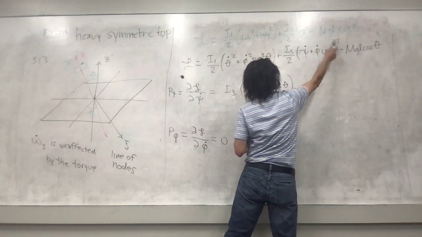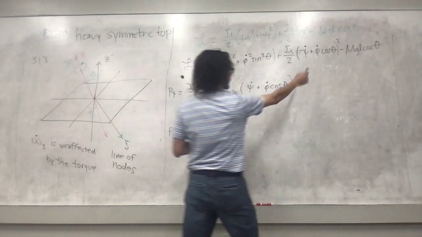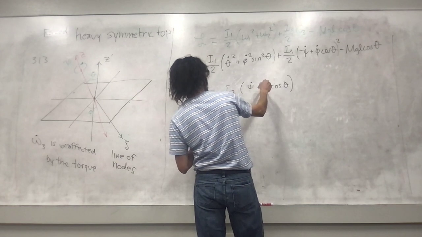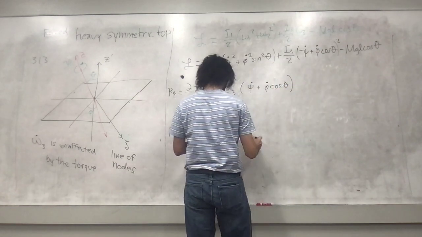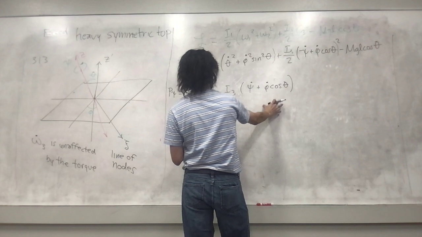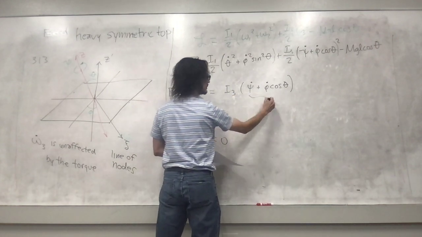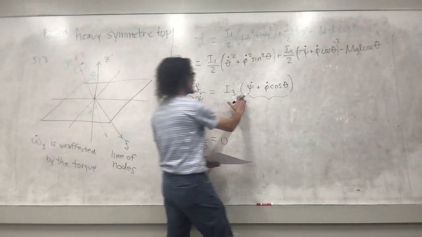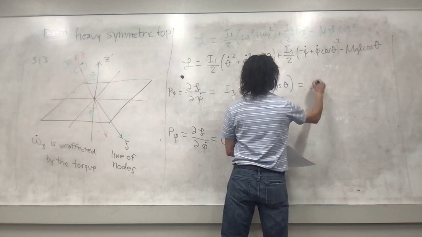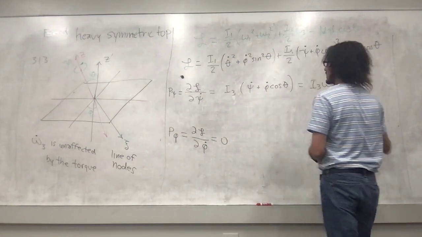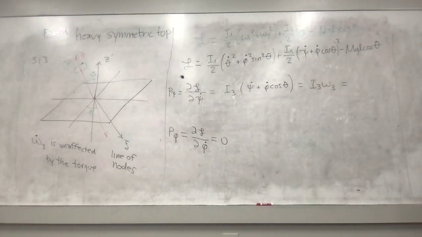Well, this 2, you move it over here. You can take the square of this term first. You get these two terms. You're going to get a psi dot, phi dot, and so on. This one over here, we derived it before. Can you tell me what it is? Look at your notes. Omega 3. Good. So this is I3 omega 3, again, a constant.